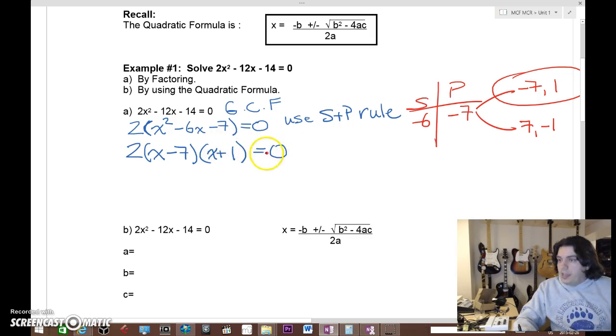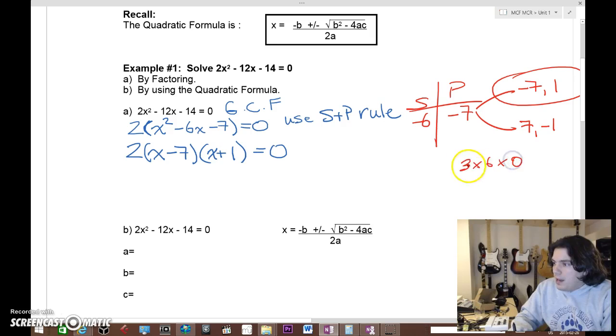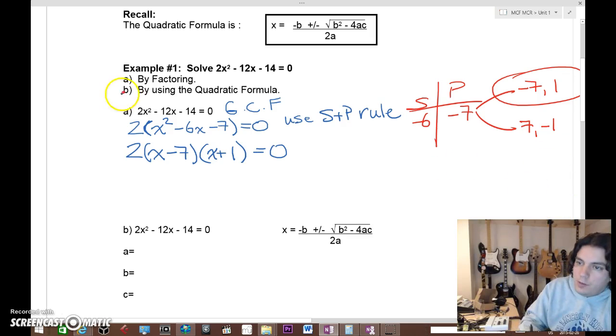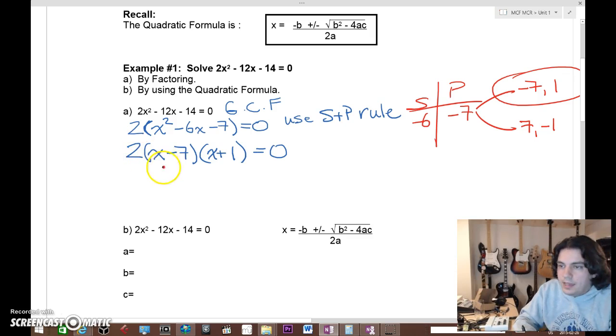Now to make this whole thing equal 0, any one of these can be 0, right? If you multiply 0 by any other 2 numbers, you will still get 0, right? Don't write this. But if you did 3 times 6 times 0, it doesn't matter what these 2 numbers are, the whole thing is going to equal 0. So there's 2 possible outcomes. Obviously, we can't make 2 equal 0. There's nothing you can do to the number 2 all by itself to make it equal 0.